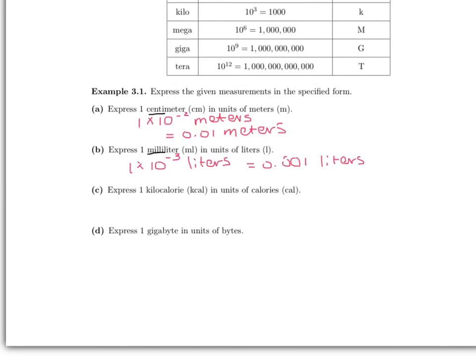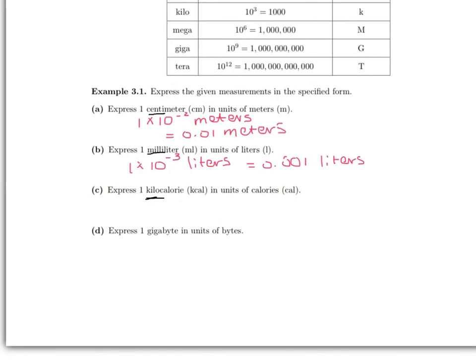Now let's look at part C. Express 1 kilocalorie in units of calories. So again, we start by looking at the prefix. In this case, the prefix is kilo. We've seen kilo before. Kilo represents multiplying by a factor of 1,000 or 10 cubed.